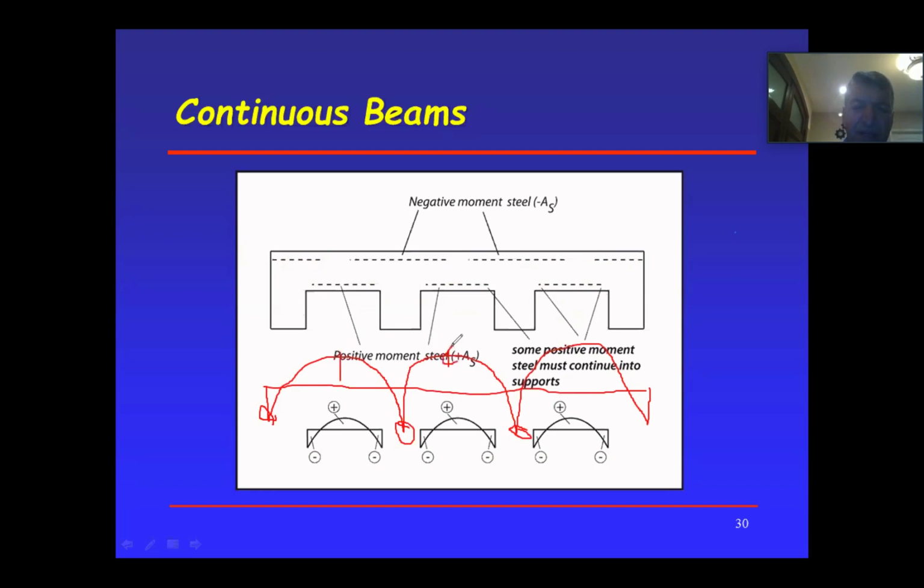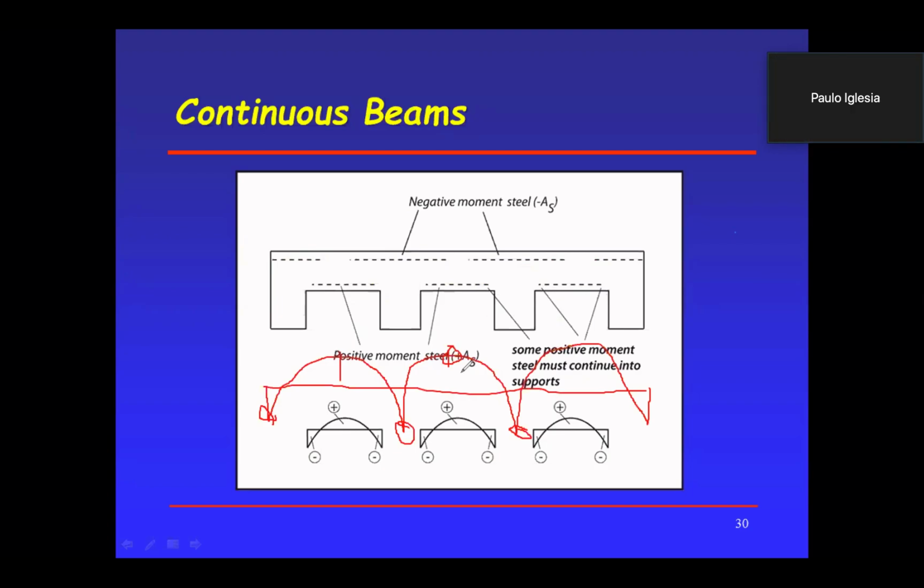This positive moment is larger than that. And this is roughly about WL square over 16, I believe. This is WL square over 18. So these are rough numbers from the ACI code. We're not going to use that. Why? Because guess who's giving us these moments? DT beam. DT beam is going to give us those moments very accurately. Okay? Any question on that?